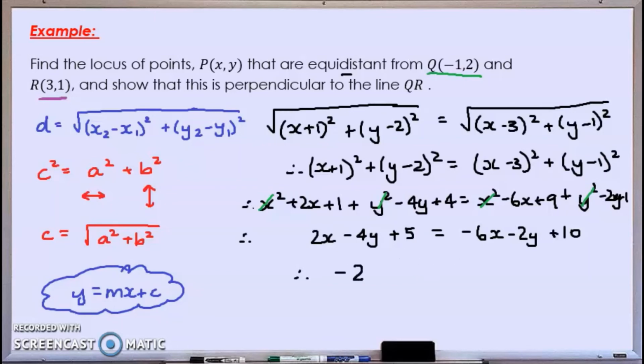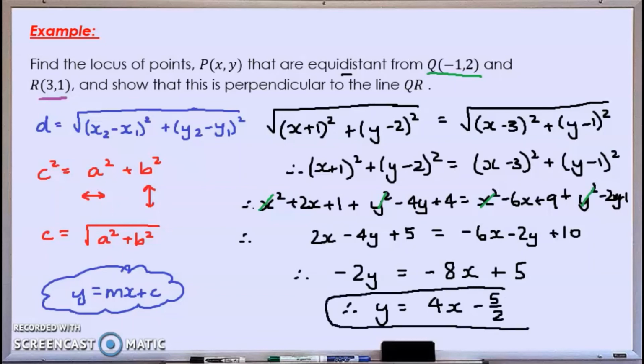So I can end up with negative 2y equals, then with my x's, I'll have negative 8x. And then with the constant, that will end up with plus 5, or y equals 4x minus 5 over 2. And there I have the equation in y equals mx plus c, gradient and y-intercept form of the straight line that is equidistant from these 2 points.